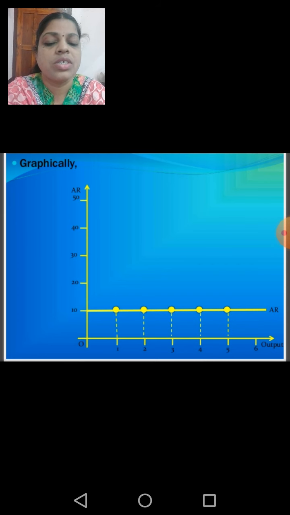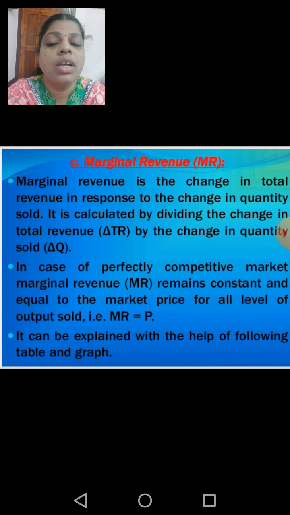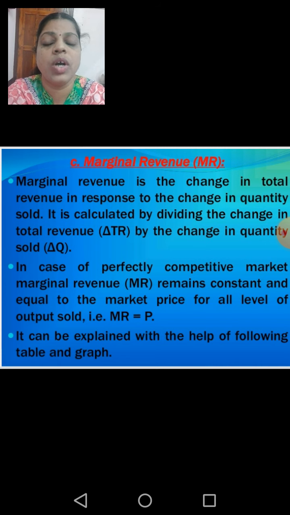So the shape of the average revenue is also horizontal to the OX axis. What it means is that average revenue is equal to the price, so the average revenue is constant throughout. Next, we'll discuss the marginal revenue curve. Already we have defined the marginal revenue.